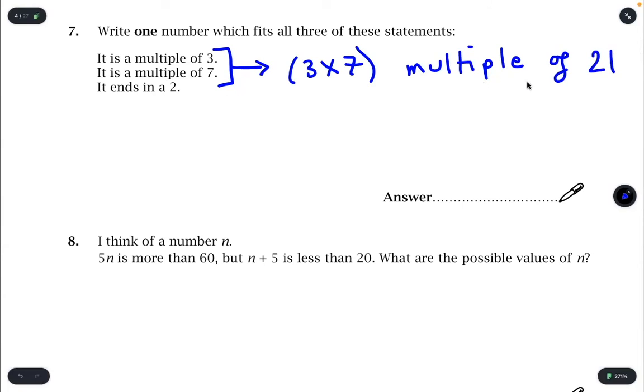Now we can say that 21 is a multiple of 21, but 21 does not end in 2. So let's go up to the next multiple of 21, which is just another 21 added on top. So 21 times 2 is 42, and that fits everything because 42 you can divide by 3, 42 you can divide by 7, and 42 ends in a 2. So we are done. 42.